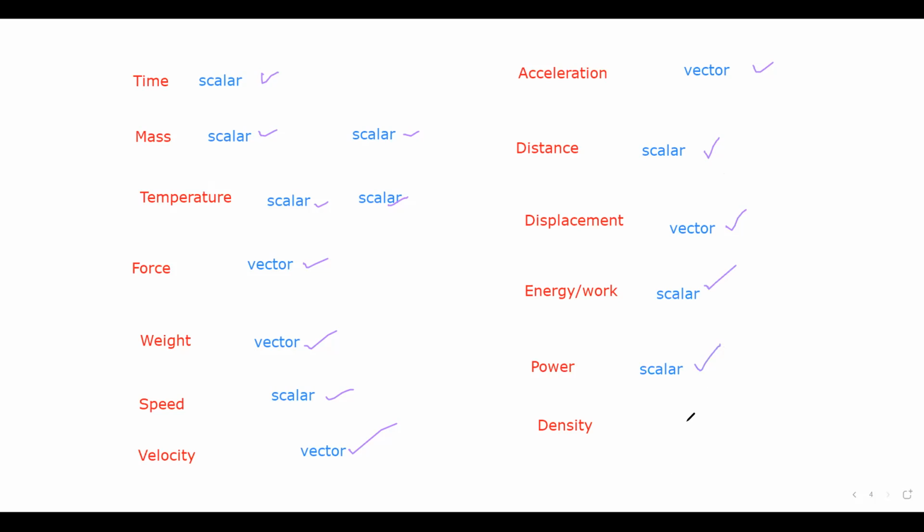And the last one, density, the mass present in unit volume. Density is not a vector quantity, it is a scalar quantity because we do not specify a direction. We say density is 50 kilogram, 30 kilogram, but you do not mention any specific direction. So these are some examples of scalar and vector quantities.